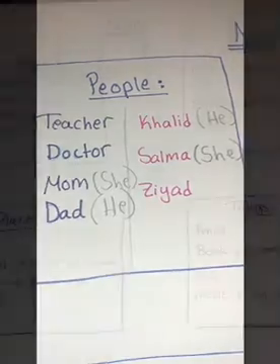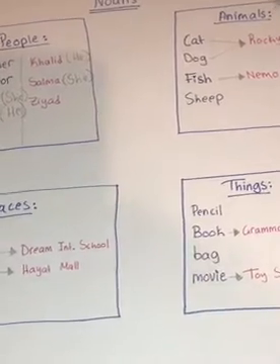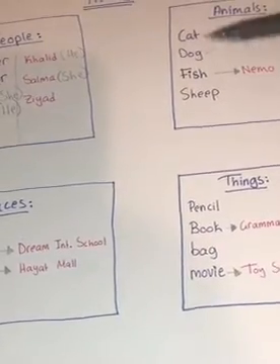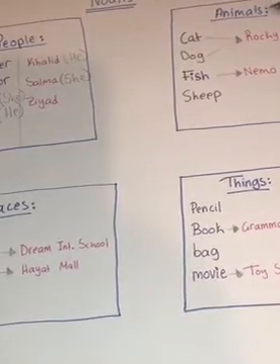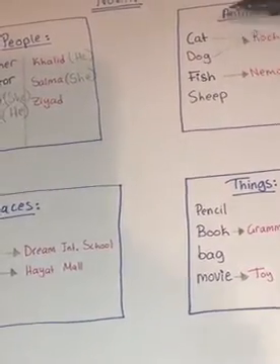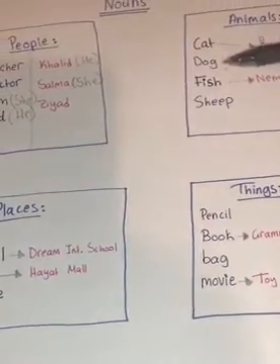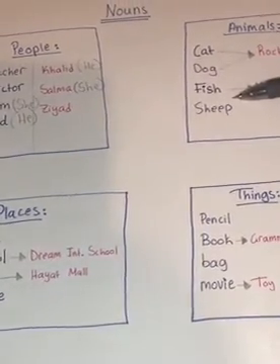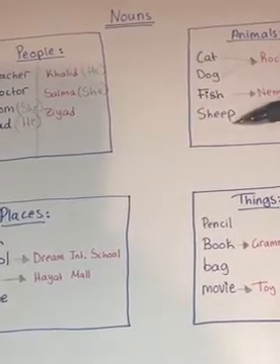Okay, so let's continue the other groups of nouns. Animals like cat, dog, fish, or sheep. These are called nouns also. They are examples of animals, okay? When they don't have names, when we don't know exactly who these animals are, these are called common nouns: cat, dog, fish, or sheep.